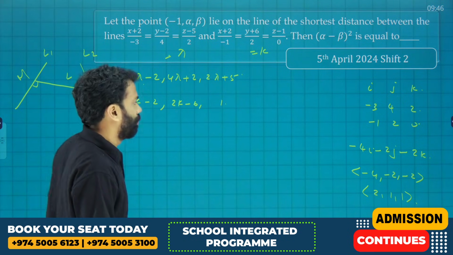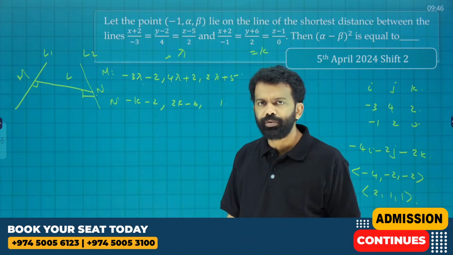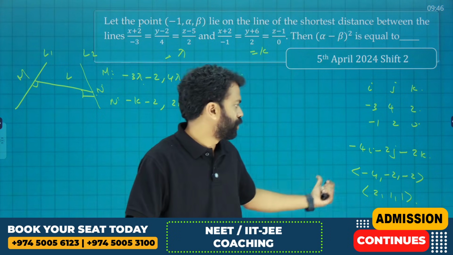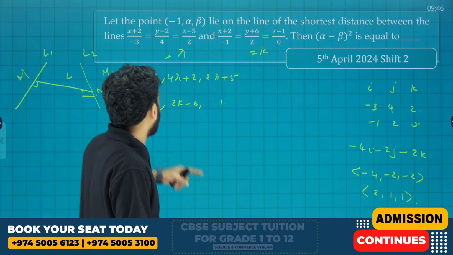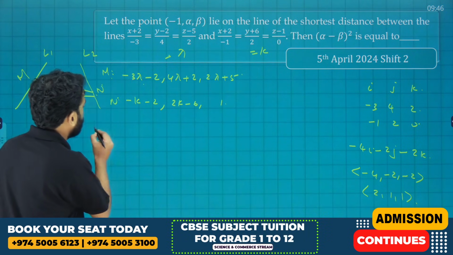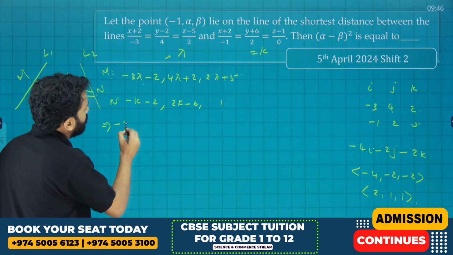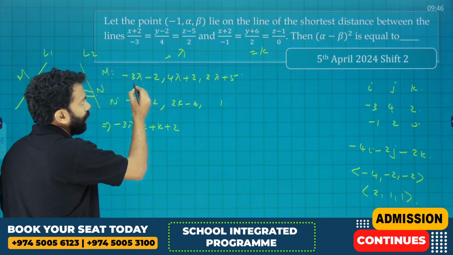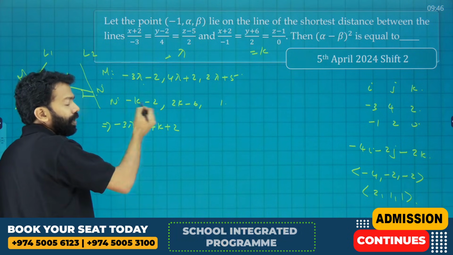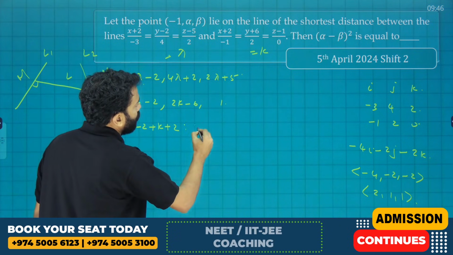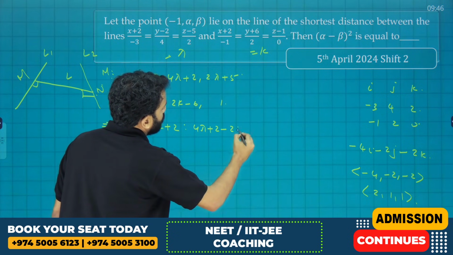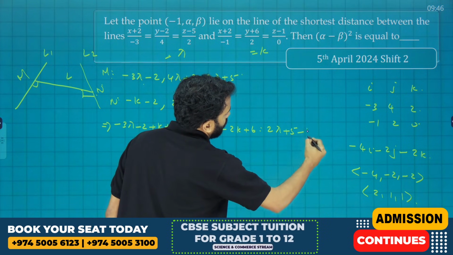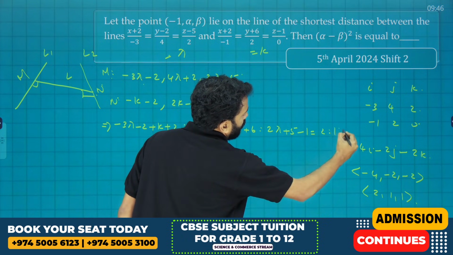See, we got the two points m and n. From the two points, we can formulate its direction ratios, and those direction ratios will be proportional to 2:1:1. Therefore, if you subtract, the corresponding direction ratios will be minus 3 lambda minus 2 minus of minus k minus 2, is to 4 lambda plus 2 minus 2k plus 6, is to 2 lambda plus 5 minus 1, which is equal to 2 is to 1 is to 1.